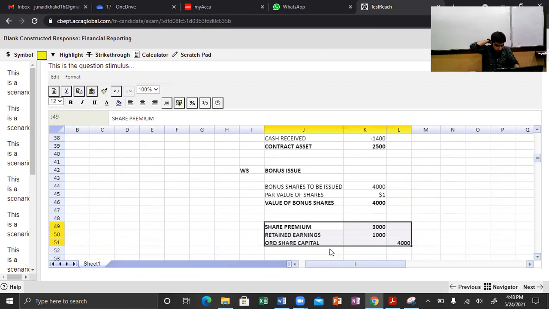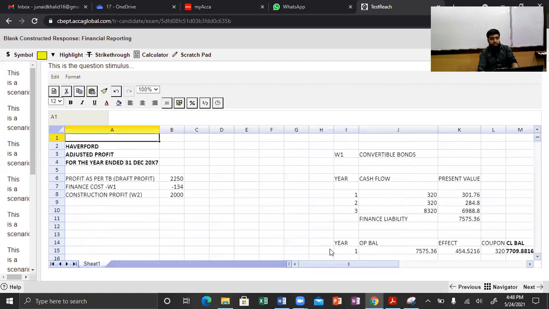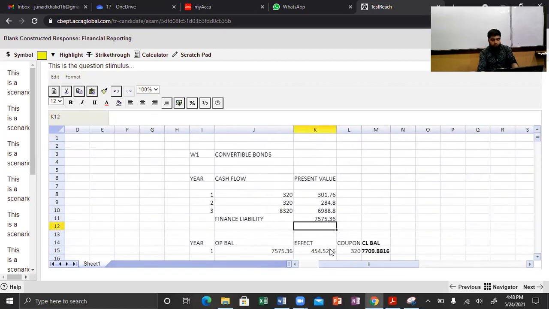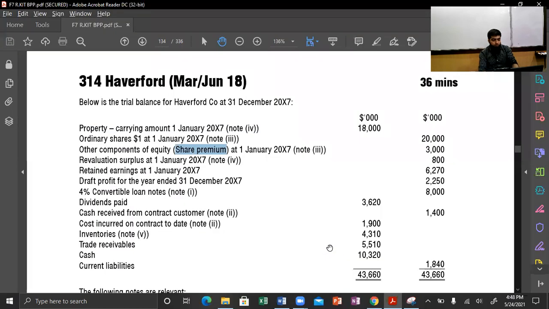Okay, one more thing, is there any hit on the PNL item? There is no hit on the PNL item. It means net profit will not require an adjustment for this one. There is no adjustment required in the net profit.